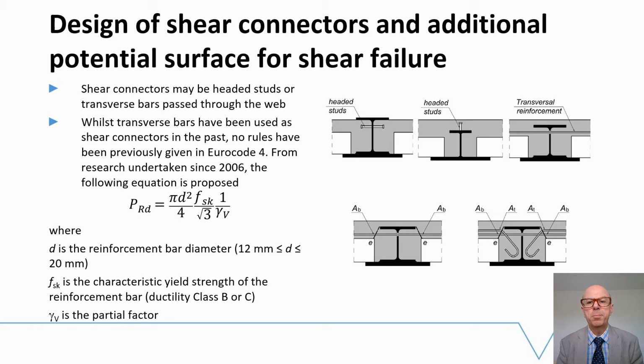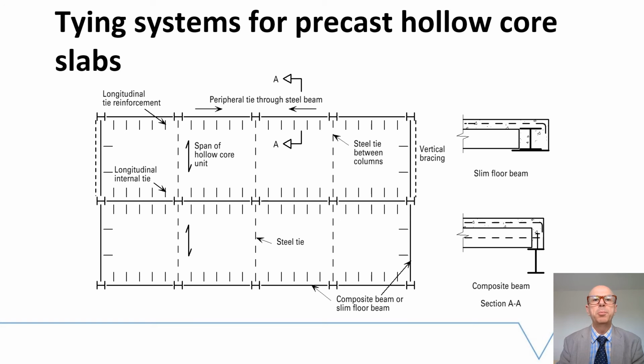As in conventional composite construction, transverse reinforcement bars are normally required to prevent longitudinal shear failure of the slab, and in addition to the existing potential surface for shear failure, some additional planes are introduced as shown on the bottom right hand side of this slide. The floor is normally required to provide diaphragm action in order to transfer wind loads to brace walls or concrete core walls, and the same measures are also appropriate to achieve robustness as defined by EN 1991-1-7.